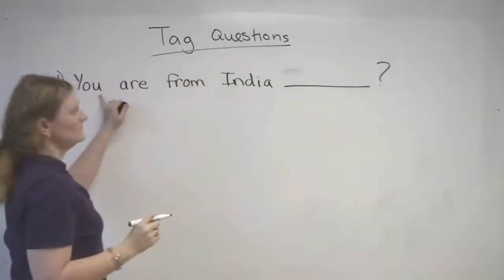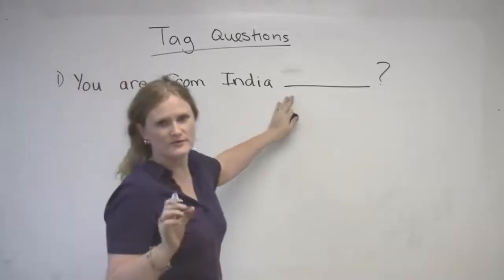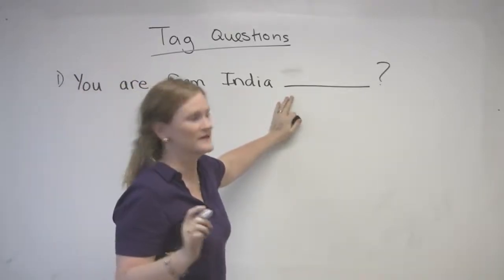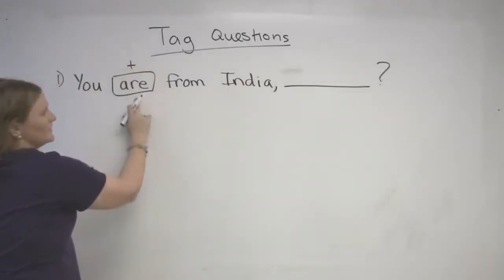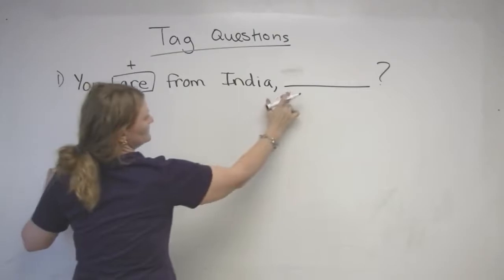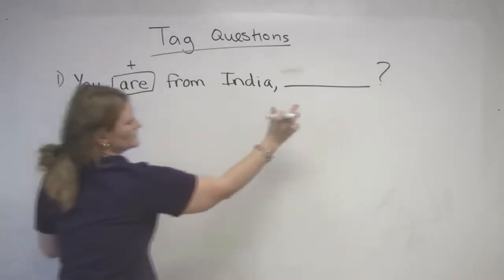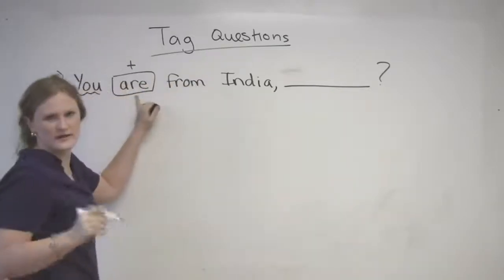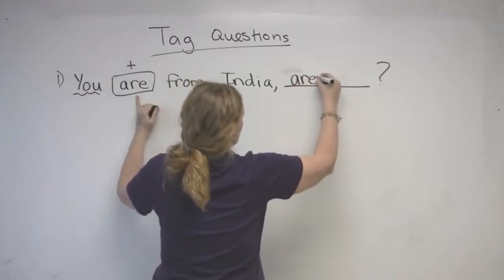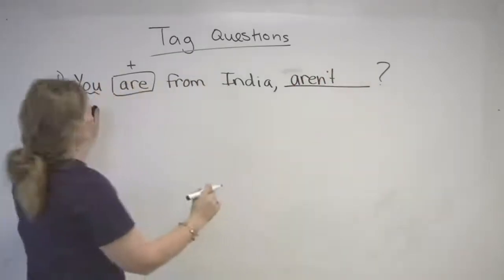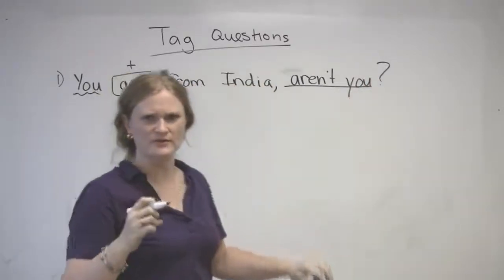Now, you are from India. So what we need to do is you have to try to fill in the tag question at the end. This is how you do this. If this is positive, we're just going to use the negative and the same subject, but we're going to switch the position. So what's the negative of are? It's aren't. And the beginning goes at the end. So you say to the person, you're from India, aren't you?